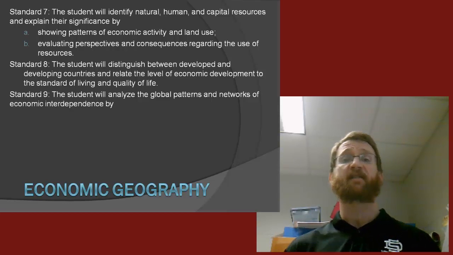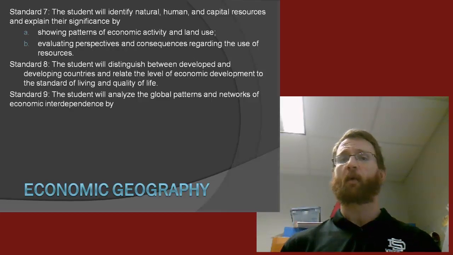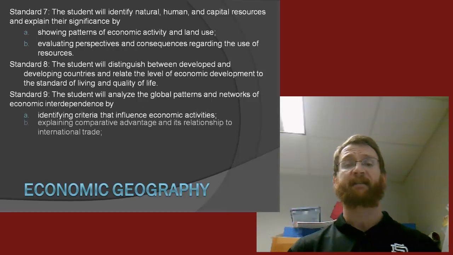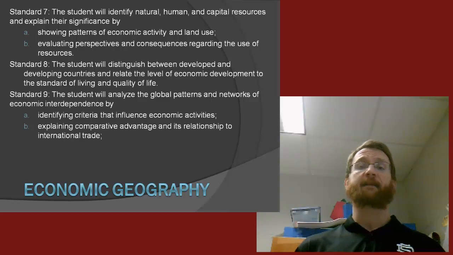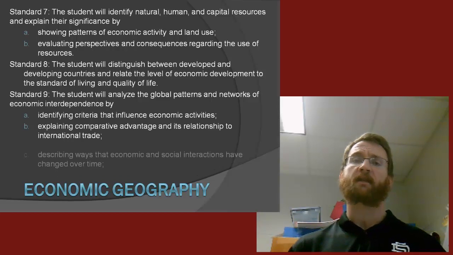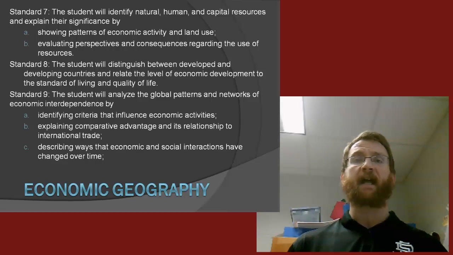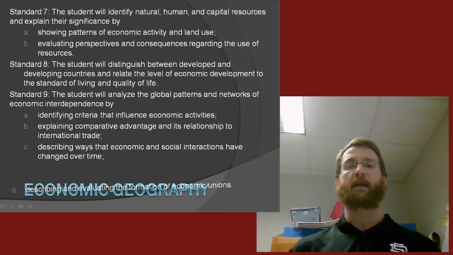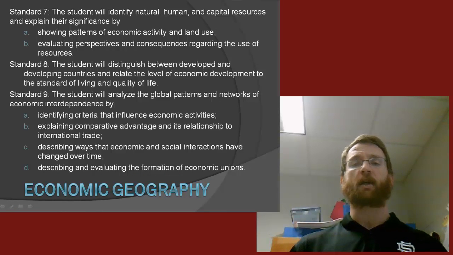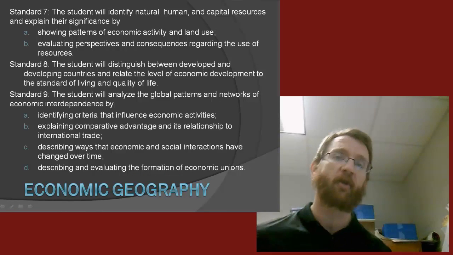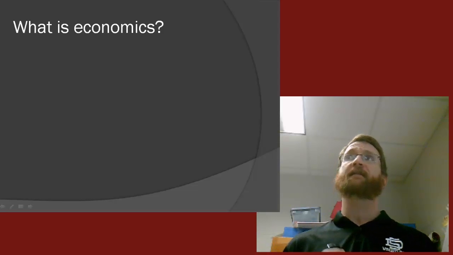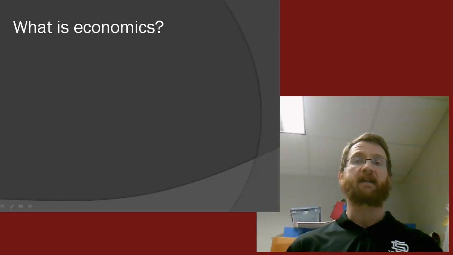Basically, that's a fancy way of saying globalization. Why do we trade with each other? What's the purpose? What's the point? Why do we do that? And we're going to look at things that influence economic activities. We're going to look at the concepts of comparative advantage and its relationship to international trade, and ways that economic interactions and social interactions have changed over time. That one's actually pretty easy. And then lastly, we're going to look at economic unions and why those are a good thing sometimes and a bad thing. Okay?